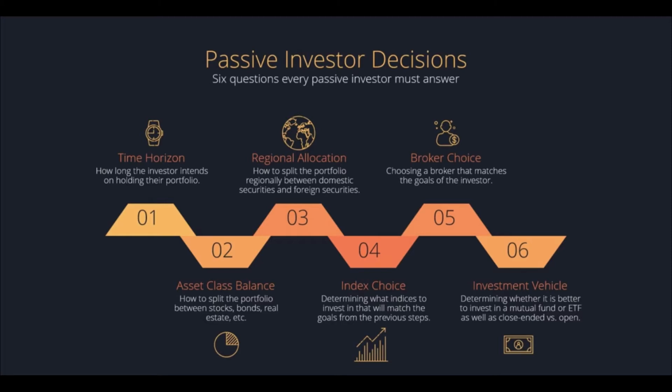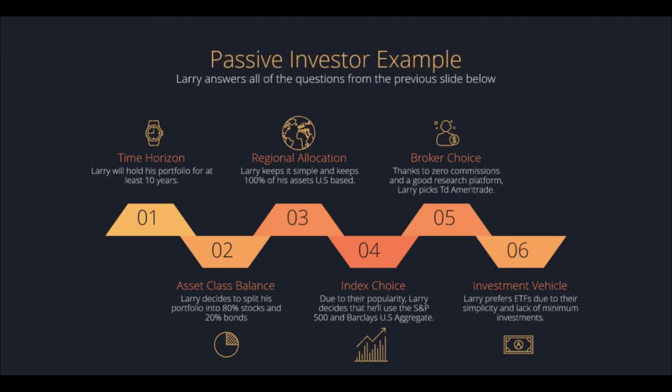Then you want to look at regional allocation, which is how you want to separate between domestic securities and foreign securities, then what index you want to use that will match the goals that you set in these previous steps, what broker you want to use, and then lastly, the investment vehicle of choice. So mainly that's coming down to whether or not you want to invest in a mutual fund or an exchange traded fund, also known as an ETF.